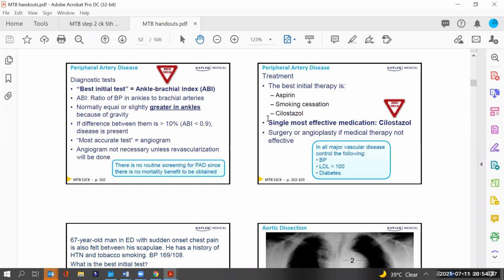So in all major vascular disease, control the following. We have to control the BP. We have to always think of the LDL level being below 100. If the patient is diabetic, we have to control his sugar. So these are all the important things. And the single most effective medication, which medication are you going to give to this patient? Letrozole. So just memorize this one. It's only one medication. Of course, we will ask for smoking cessation, we will control his or her sugars, and we will give aspirin in order to decrease the viscosity of the blood.